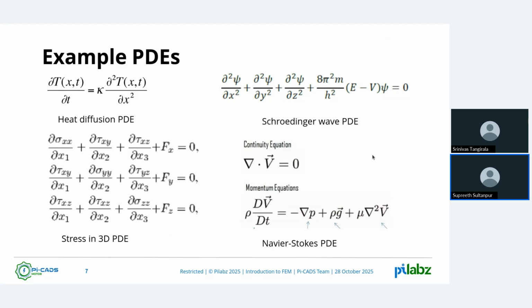So as Sir said, if you don't understand this, it's okay, and you can write to us. We can help you. We can provide you with more resources where you can explore more about these things. So FEM can be used to solve a set of equations like this. That's the takeaway we are looking for.